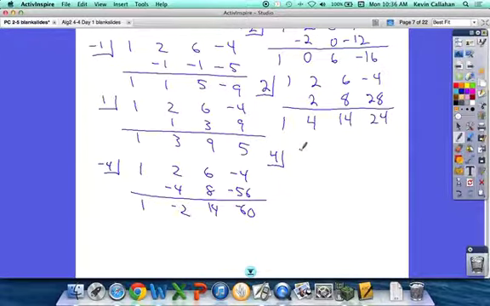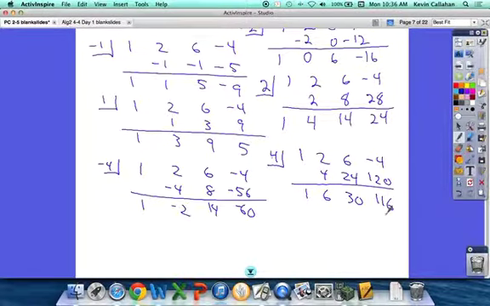Okay, and then the last, because that didn't work, let's try 4. 1, 2, 6, negative 4. Bring down the 1. 4 times 1 is 4, 6. 4 times 6 is 24, 30. 4 times 30 is 120, 116. So we did it 6 times and we didn't find any. So what does that mean? There's no rational zeros. Now, what I would really suspect is that I might have made a mistake.